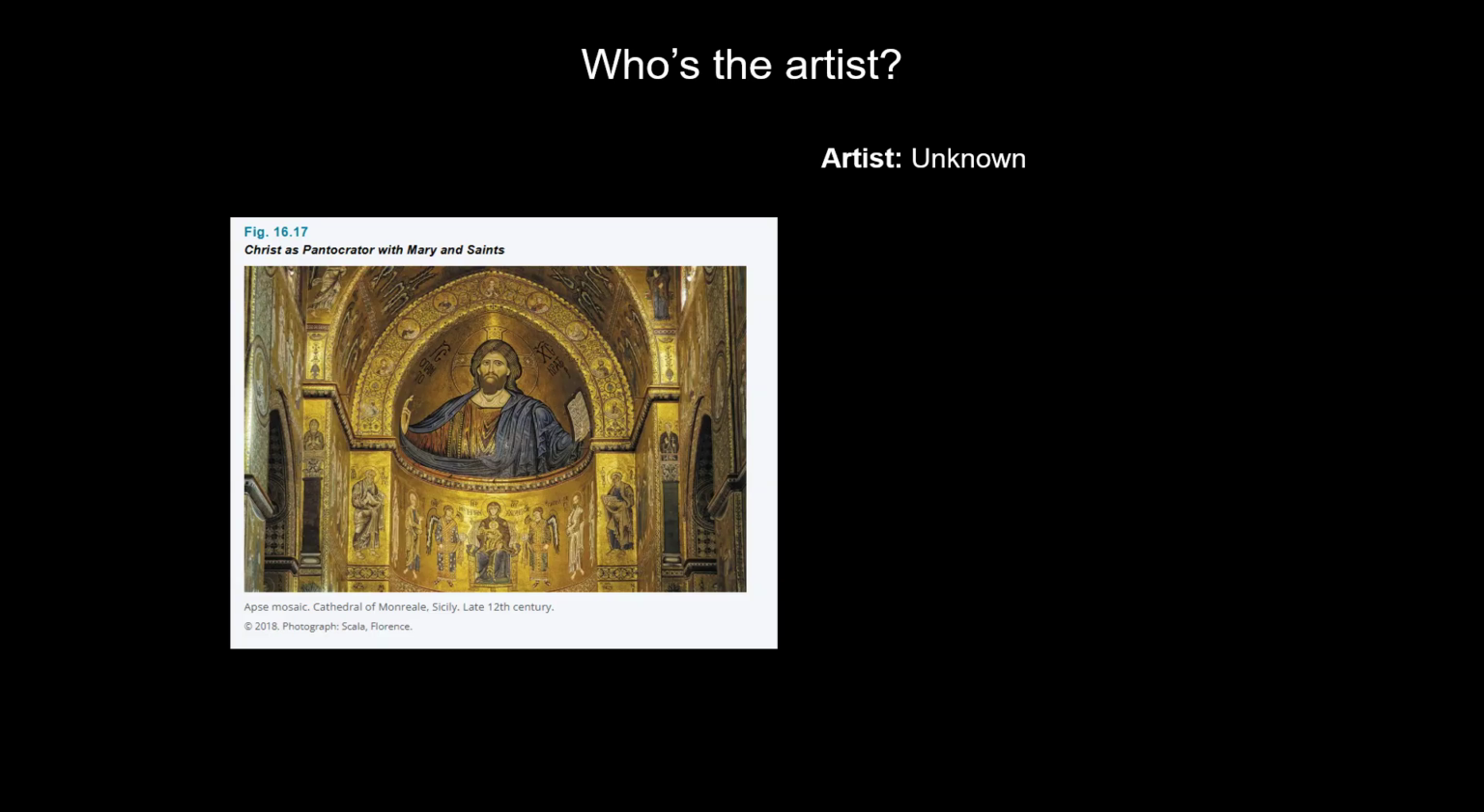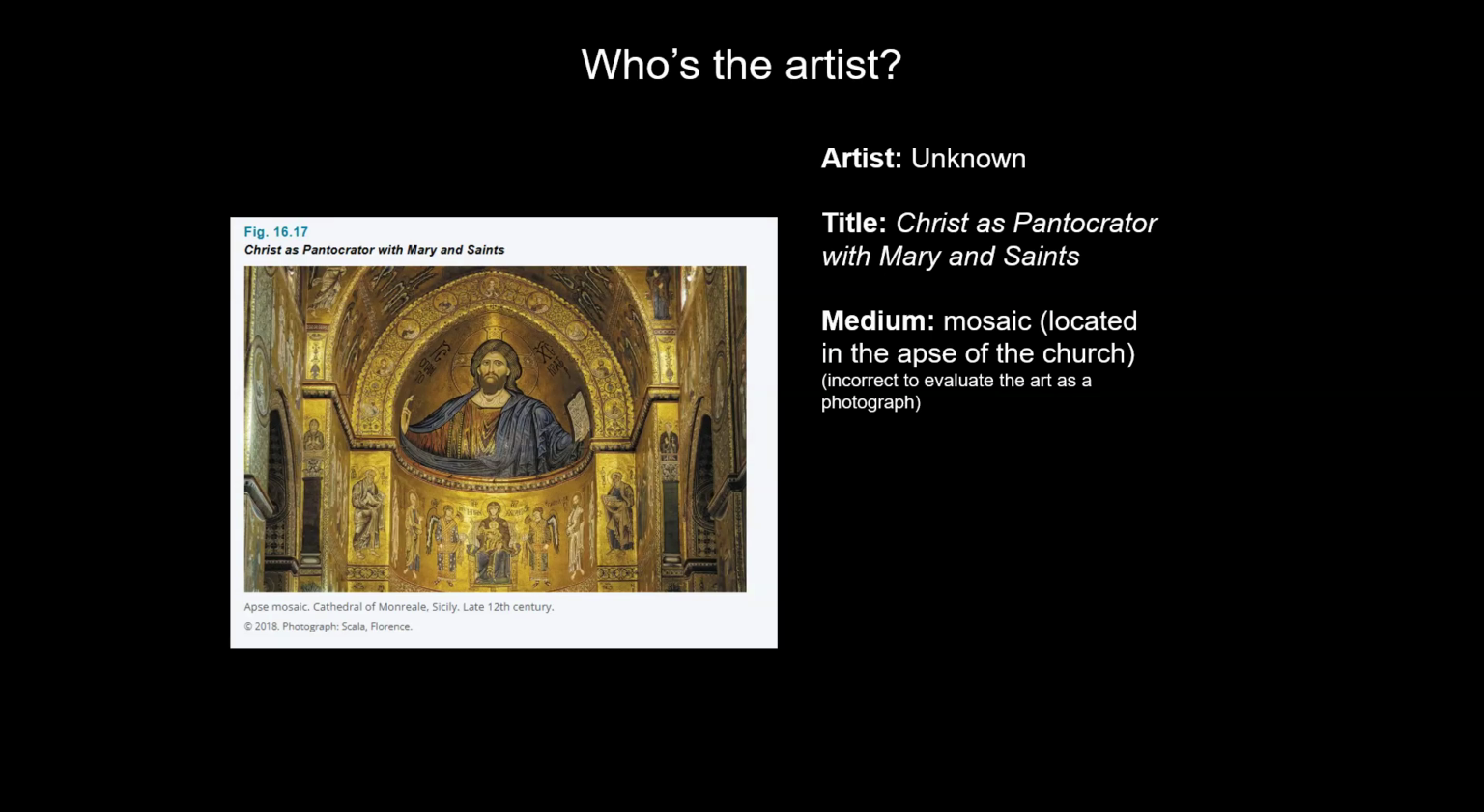We do, though, have the basic title, Christ as Pantocrator, with Mary and saints. You might have to look up the term Pantocrator to know what that means. But the subject, you could probably tell, is Jesus Christ and Mary, some angels, and saints. I wanted to use this to point out the medium. It says apse mosaic. A mosaic is a type of art that's made with tiny little tiles glued to the walls. To call this work of art a painting would be incorrect.